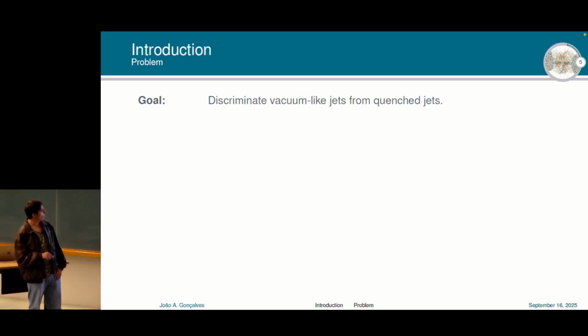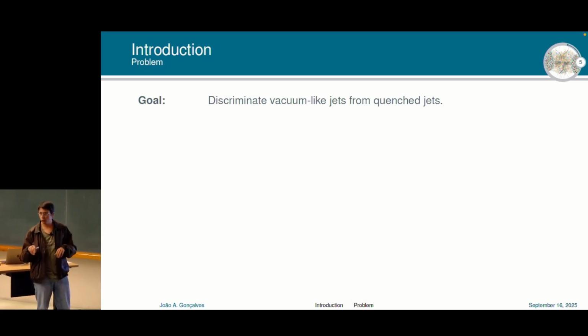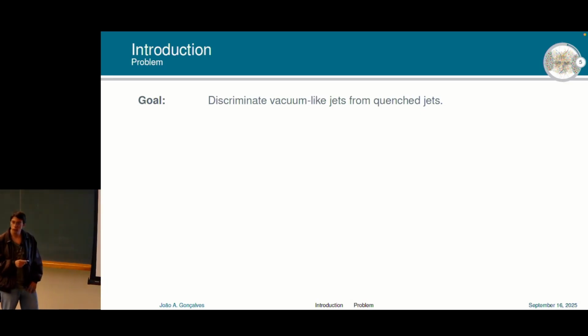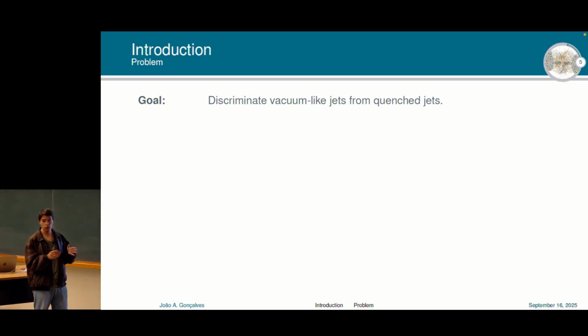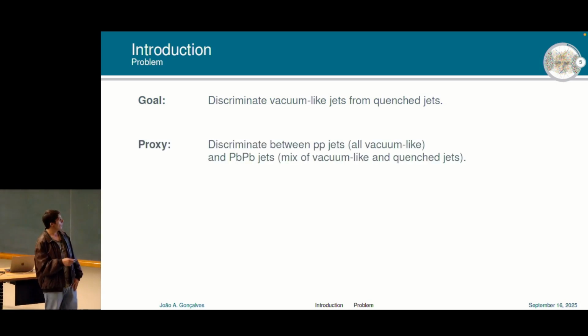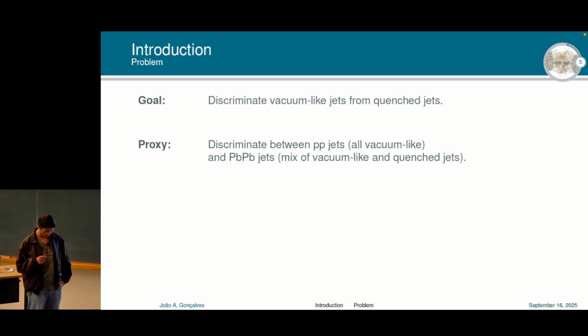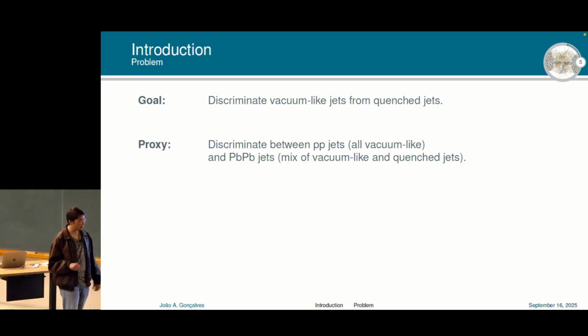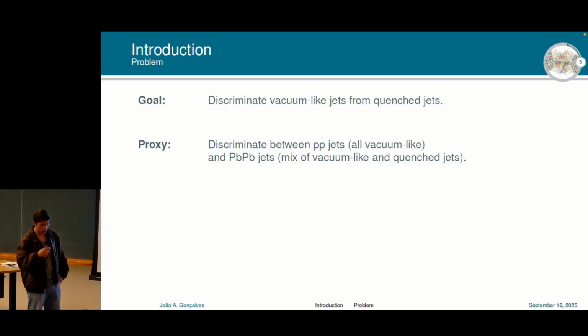The goal is to discriminate these vacuum-like jets from the quenched jets in a heavy ion collision. The thing is that we cannot do this directly, at least with experimental data. We don't have a sample of heavy ion jets that are vacuum-like and a sample of heavy ion jets that are very modified. So what we can do instead is use a proxy. We can discriminate between proton-proton jets, which are all vacuum-like, and lead-lead jets, which are a mixture of vacuum-like and quenched jets. This falls into the classification without labels paradigm, where we have two distributions with two populations, and we want to classify the individual populations through the mixtures themselves.